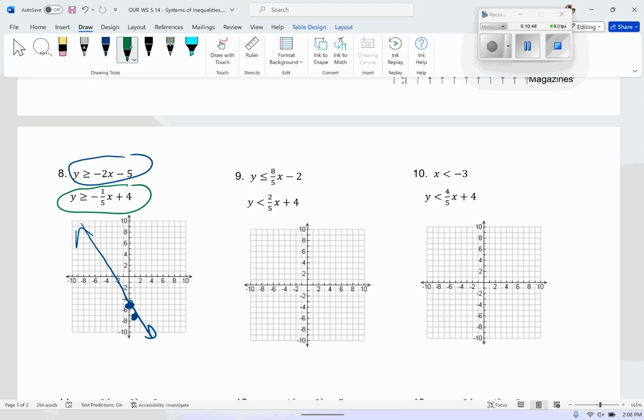Y-intercept here is what? 4. Slope is? Down 1, right 5. Solid or dotted? Solid.